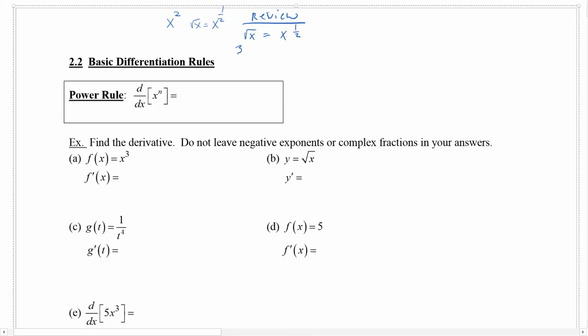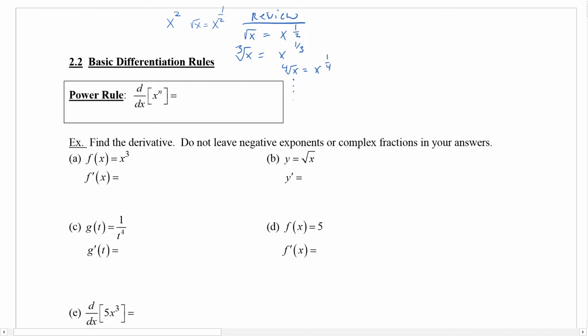Similarly, when we take the cubic root of a number or of a function, we can also express that as x to the 1/3. We could even do the fourth root, and that is the same thing as x to the 1/4. It doesn't matter what number. You can take the nth root, and that is the same thing as x to the 1 over n power. Another thing that you guys have seen last year also is the negative powers.